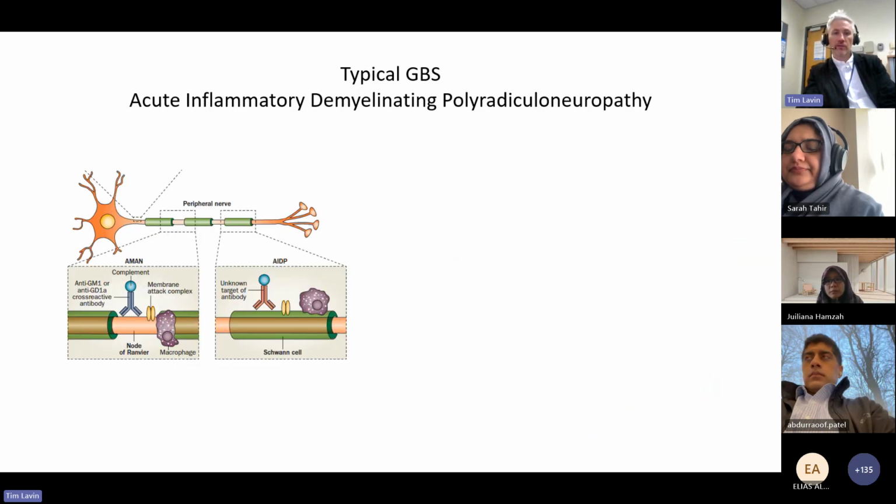And Evan loves a diagram. I won't go into this in too much detail, but I want you to look here at the AIDP on the right-hand side. We think this is antibody mediated. We're not entirely sure what all the antibodies are in GBS, and there's quite a lot which is unknown, especially in AIDP. But we get inflammation of the myelin sheath here, and it's normally complement mediated inflammation.